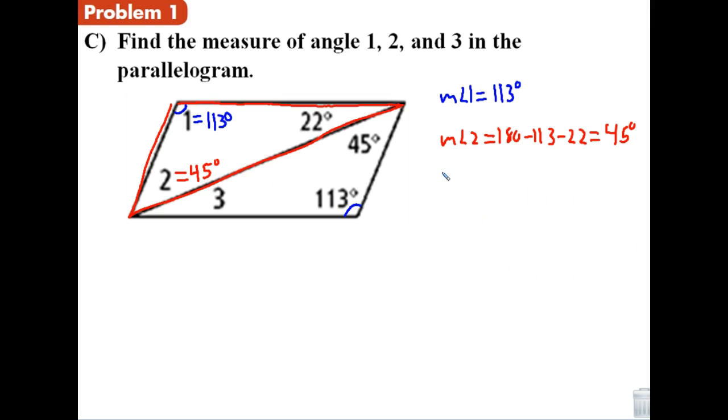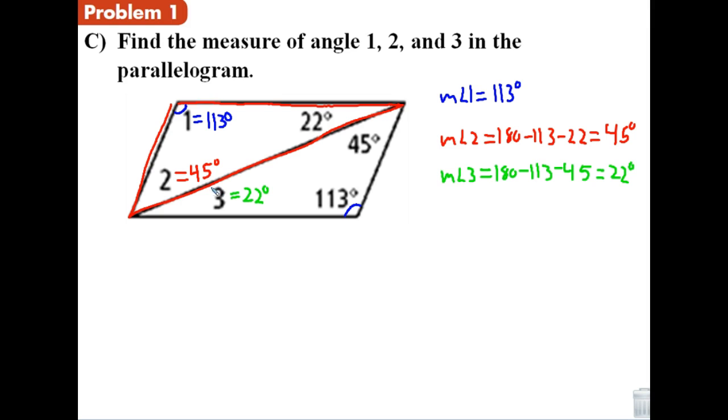All right, same idea for angle 3. We could say that the measure of angle 3 is equal to 180 minus 113 minus 45, which will give us 22 degrees. So angle 3 is 22 degrees.